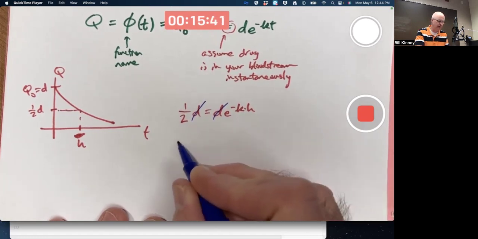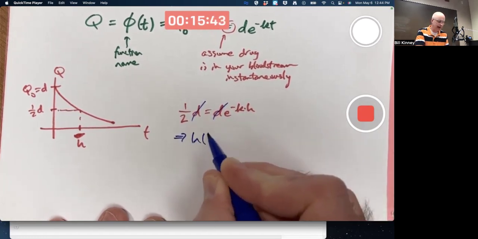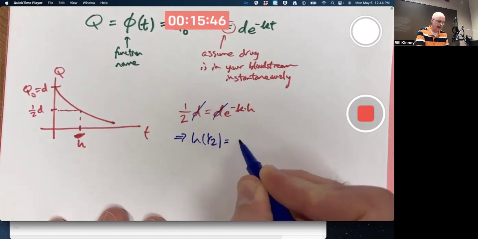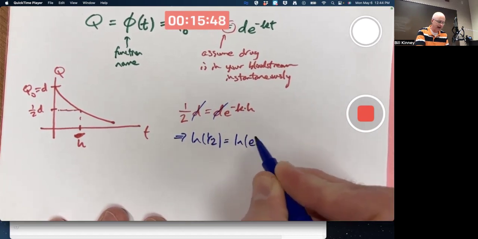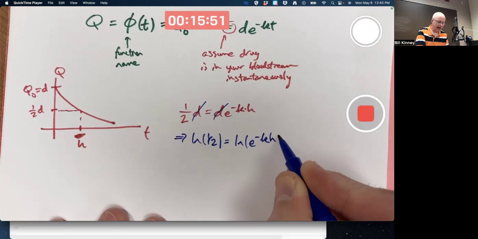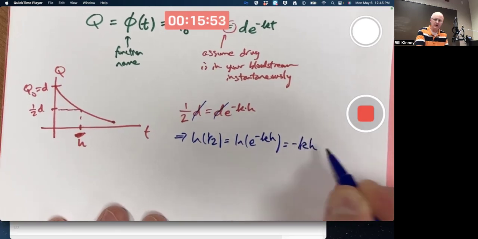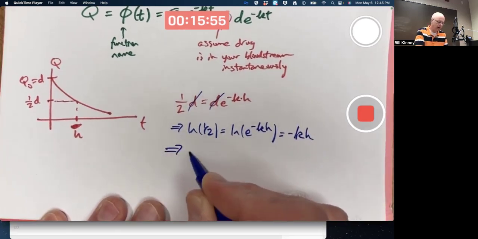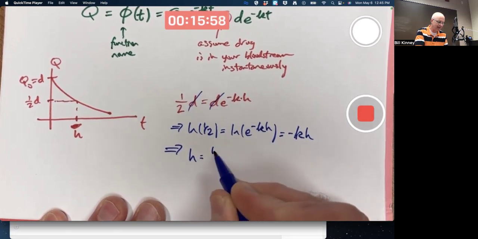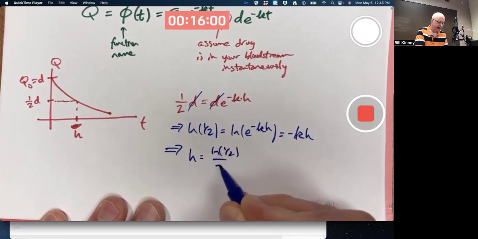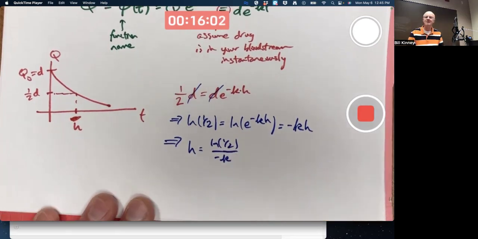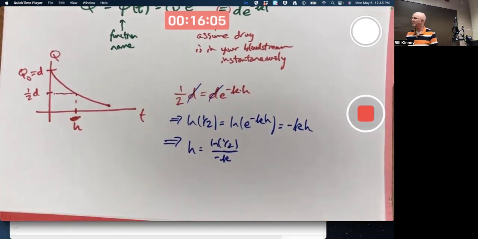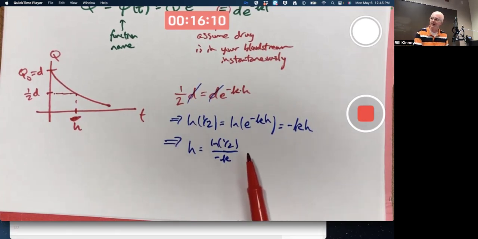Solve for H, take the log of both sides. ln of 1/2 will be ln of this, and the e and the ln cancel, leaving you with negative KH. Solve for the half-life. One way to write the half-life is as ln of 1/2 divided by negative K. That might look like a negative number, but it's actually not, because ln of 1/2 is a negative number. Yes, negative K is negative, but negative divided by negative is positive.